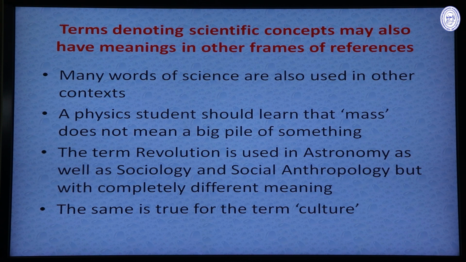So, the terms which we use to denote scientific concepts might have some implications, might have some meanings in other frames of references as well, and that can create confusion. Look, many words of science are used in other contexts. Many words which we use in science might have some meaning in other contexts, in other frames of references as well. For example, a physics student.